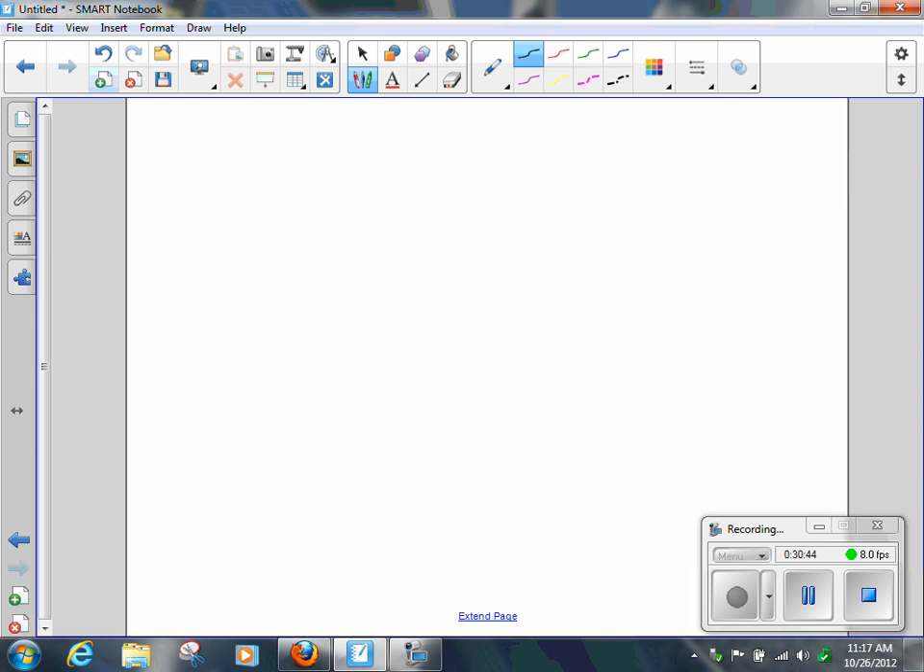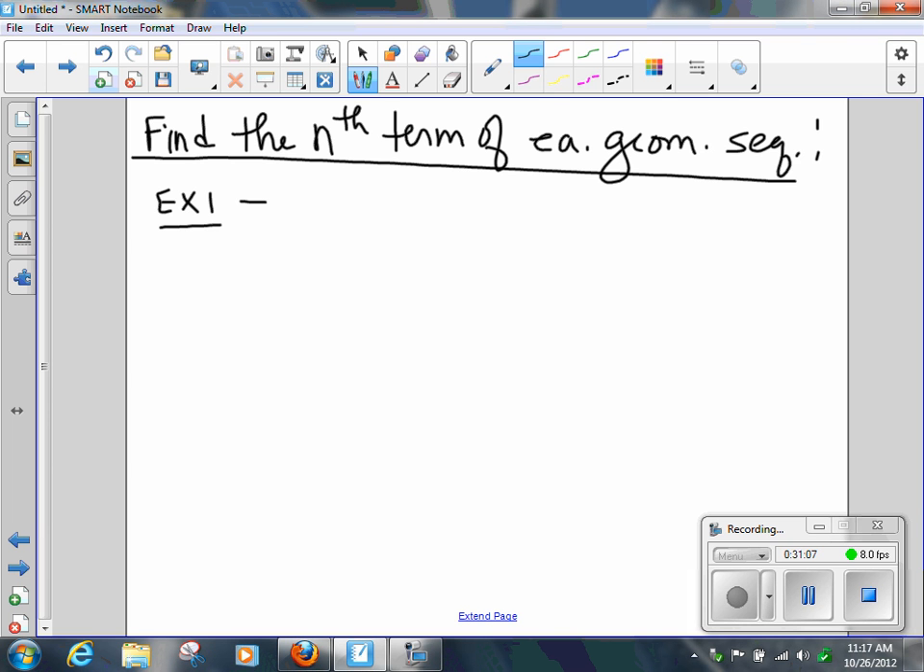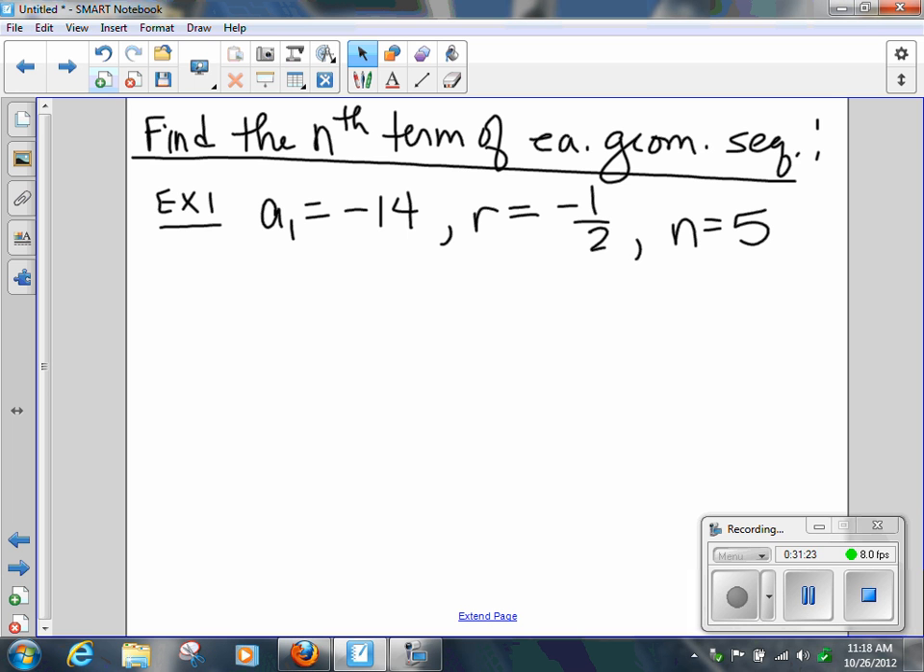Let's take it another step. What if we find the nth term of each geometric sequence? Finding the nth term. And here's what you're given. A sub 1 equals -4. R equals -1/2. N equals 5. Finding the nth term.